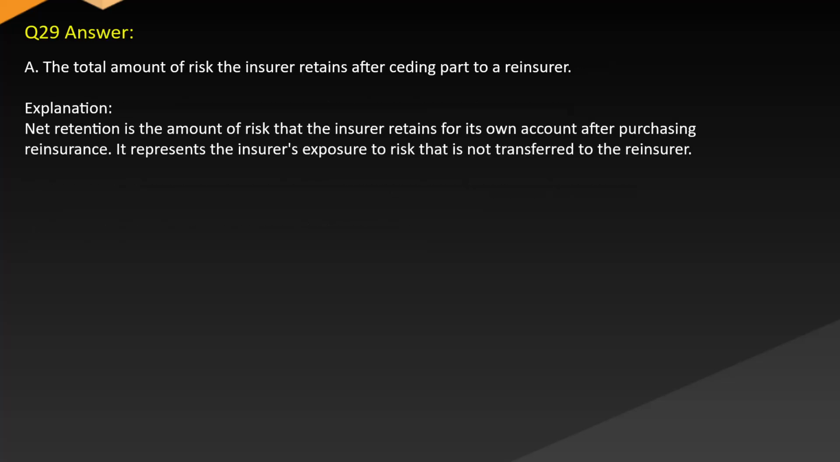Answer A. The total amount of risk the insurer retains after ceding part to a reinsurer. Explanation. Net retention is the amount of risk that the insurer retains for its own account after purchasing reinsurance. It represents the insurer's exposure to risk that is not transferred to the reinsurer.